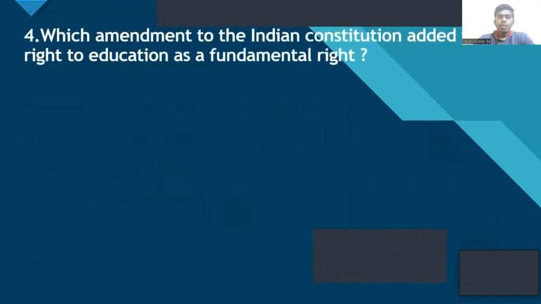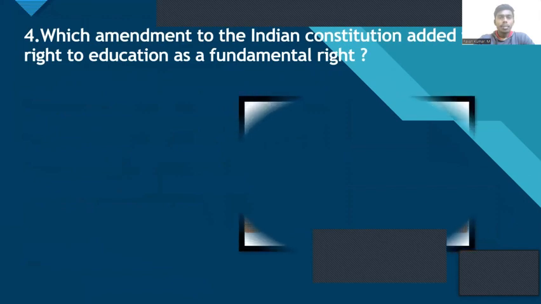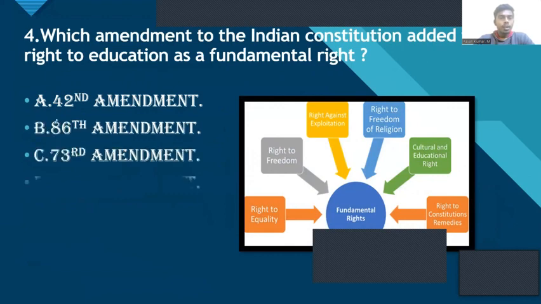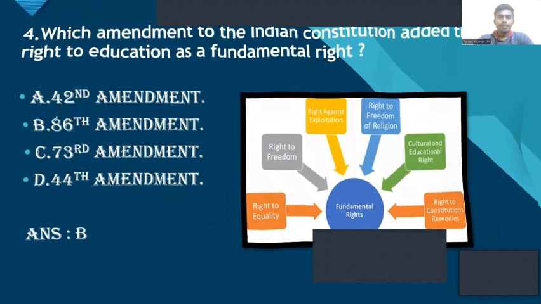The fourth question is, which amendment of the Indian Constitution added the right to education as a fundamental right? The options are: option A, 42nd Amendment; option B, 86th Amendment; option C, 73rd Amendment; and option D, 44th Amendment. So the answer will be option B, 86th Amendment.